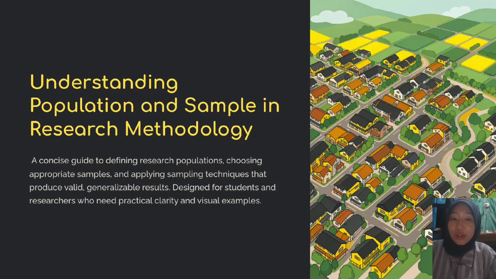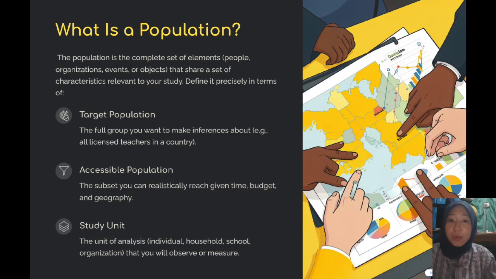Today we are going to discuss understanding population and sample in research methodology. In research, before we collect any data, we need to clearly understand what we are studying and how we use them. So in this presentation, we will explain about population, sampling, types of sampling, how to determine sample size, and also how to avoid bias in research. Next slide. What is a population?